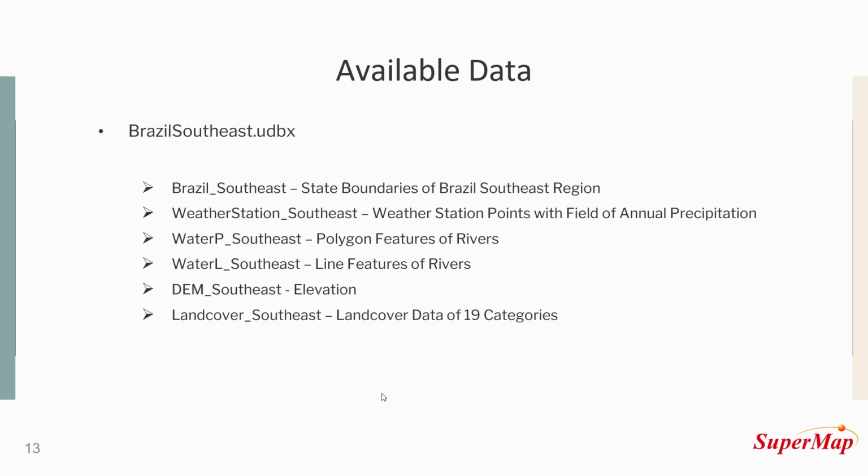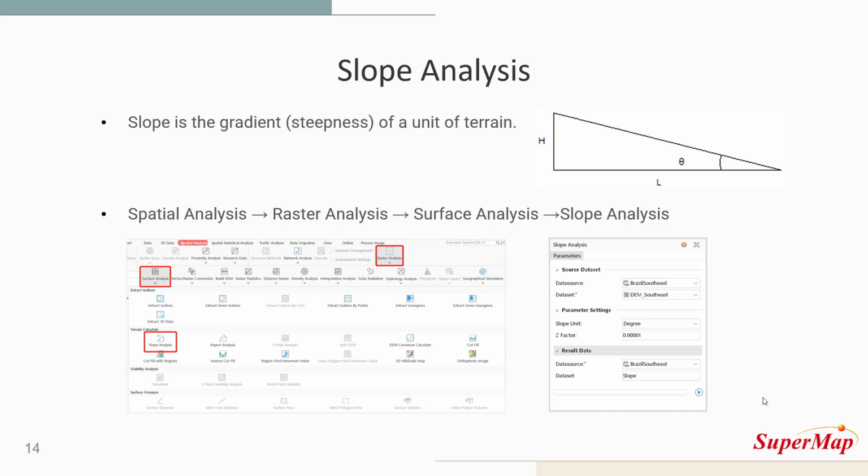Among the 4 factors of landslides, we already know the exact information on land cover, so the task for this part is to extract slope, precipitation, and river buffer of the study area. First of all, we can use slope analysis tool to extract slope from DEM raster. Slope is the gradient of a unit of terrain. The larger the slope value is, the steeper the terrain is. And the same, the smaller the slope value is, the flatter the terrain is.